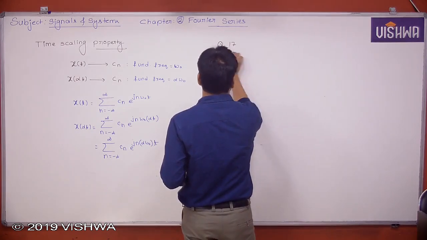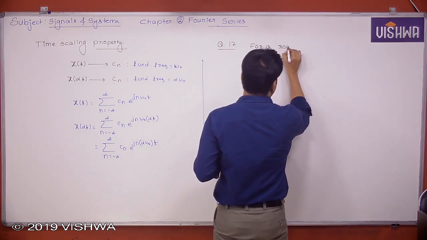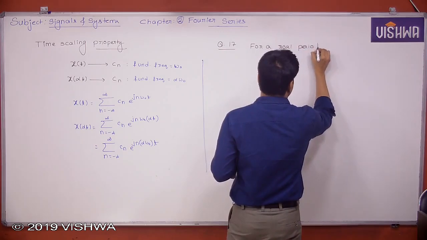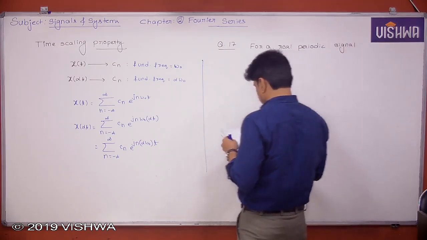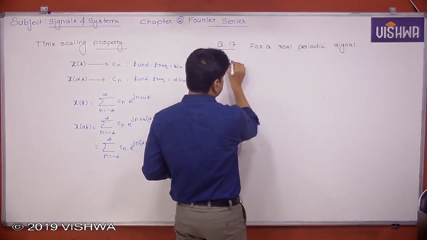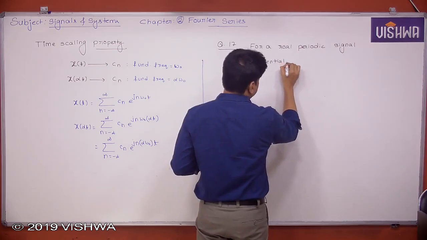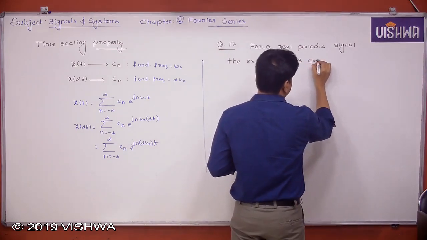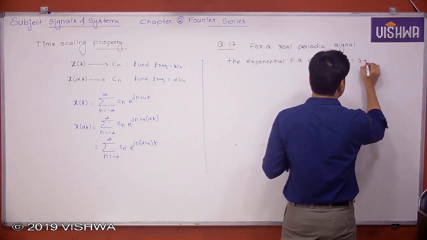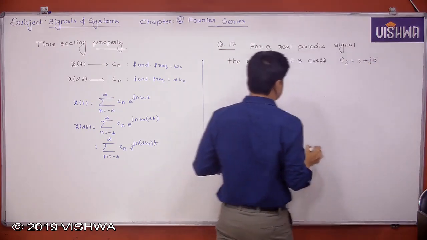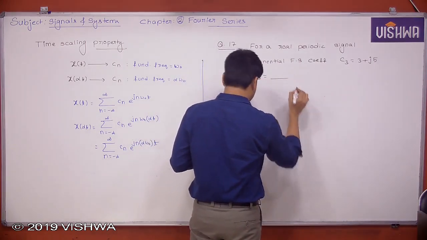Question number 17. For a real periodic signal, the exponential Fourier series coefficient C3 is equal to 3 plus j5. Then C minus 3 is equal to dash.